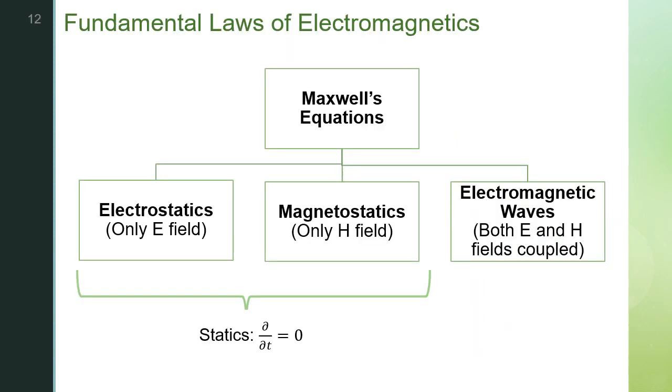In the subject electromagnetic theory, we'll be discussing what are called Maxwell's equations. There are separate Maxwell's equations for static fields and time varying fields. In the first module, we'll be dealing with electrostatics and magnetostatics, where we'll have static fields, that is, electric field and magnetic field whose rate of change with respect to time is equal to 0. Later we'll be dealing with electromagnetic waves, where we have both electric field and magnetic field coupled together. So Maxwell's equations form the base for electromagnetic theory.